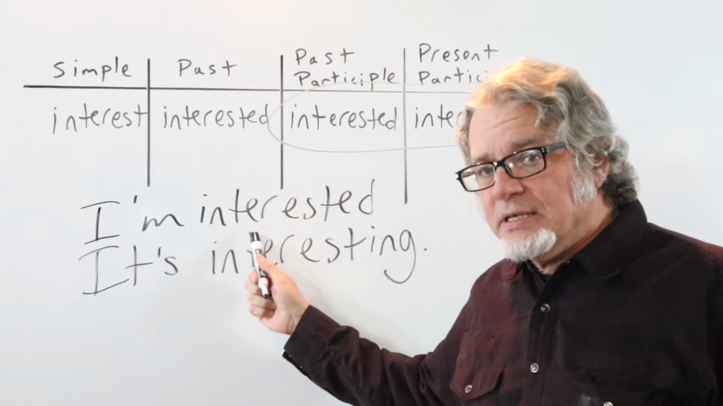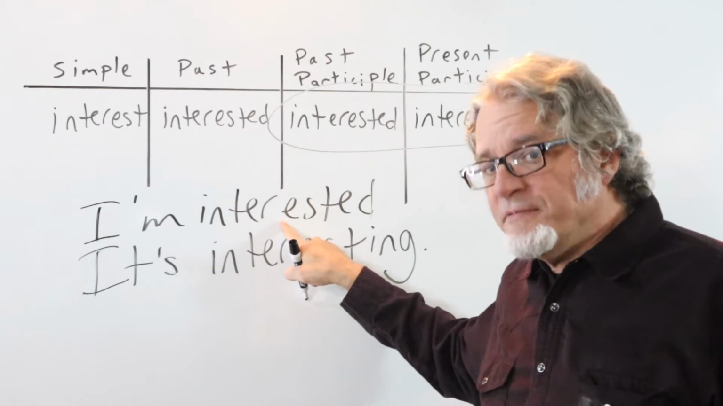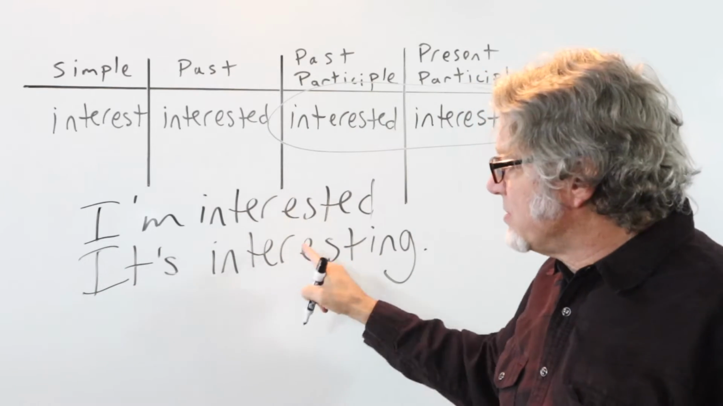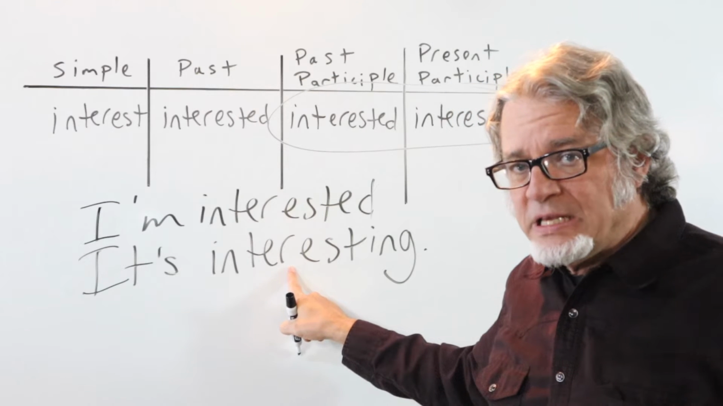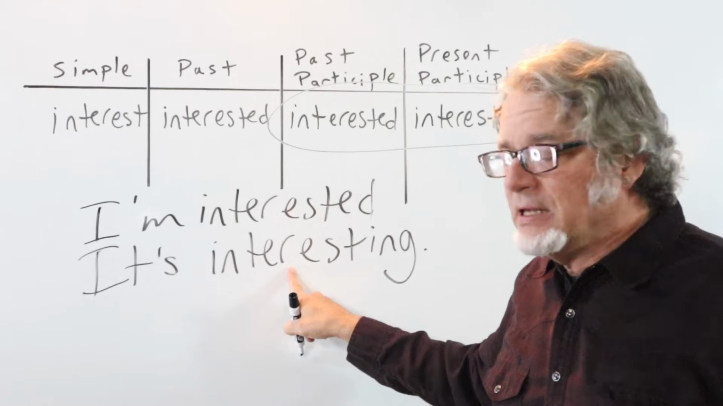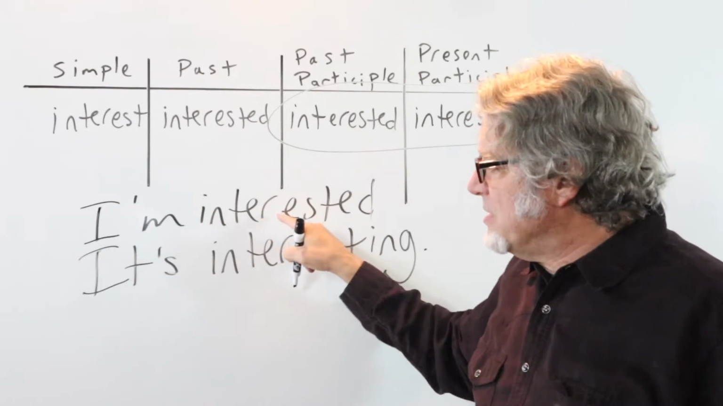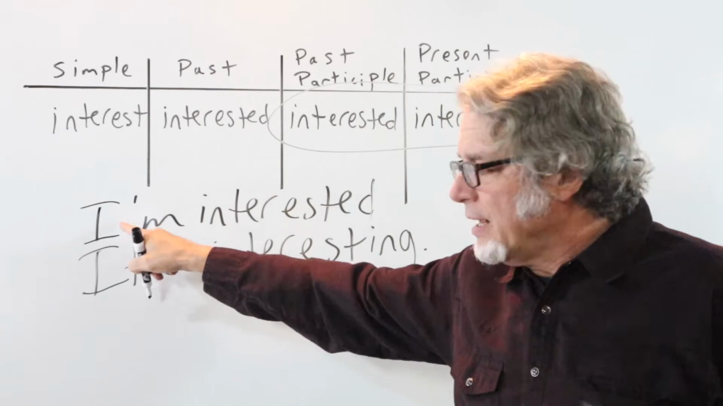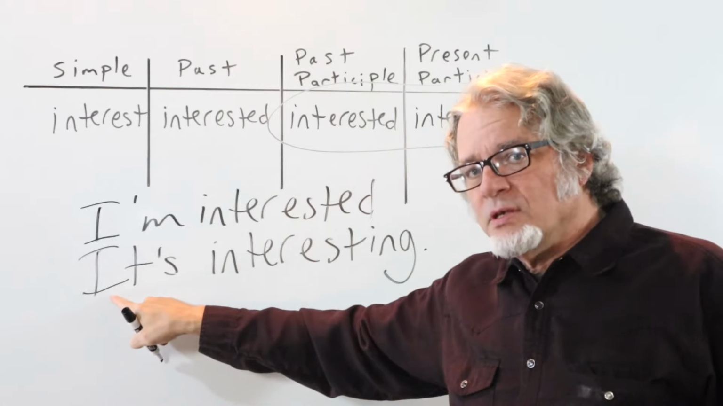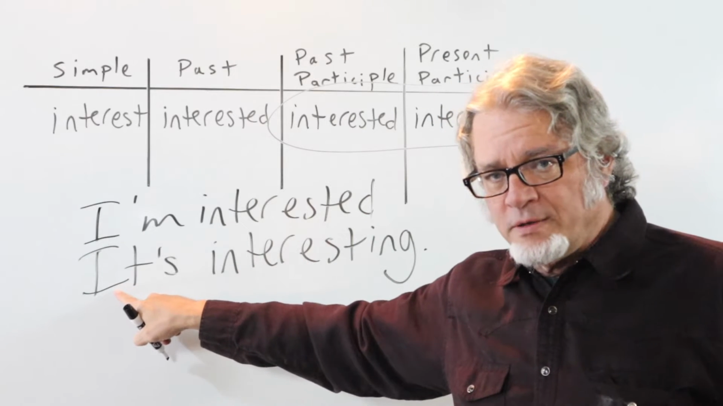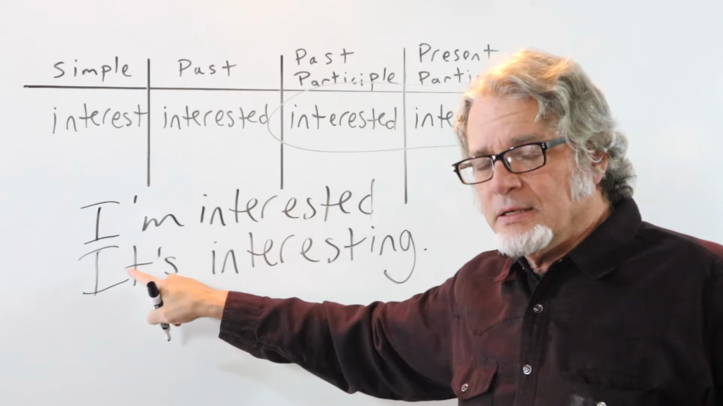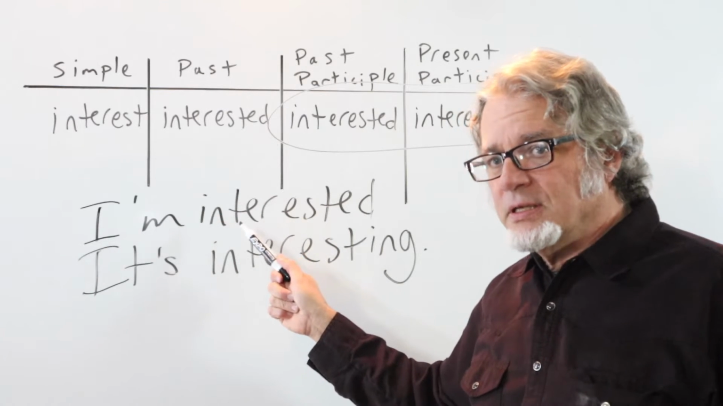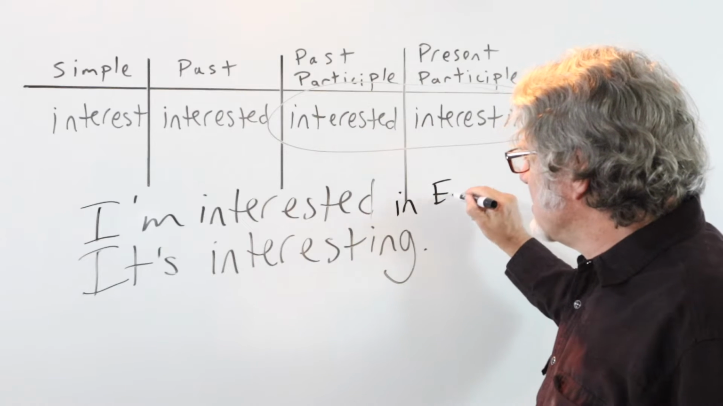I'm interested. This is the past participle functioning as an adjective. And it's interesting. This is the present participle functioning as an adjective. Note that when you use interested, use this word with the person, usually. And interesting is used with the thing, or the topic, or the subject. English is interesting. I'm interested in English.